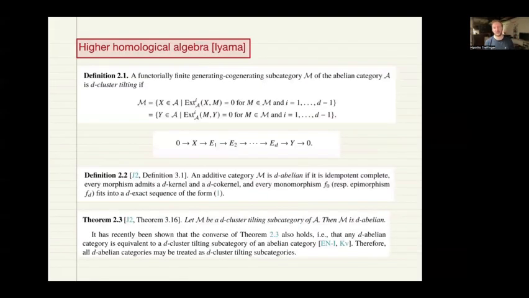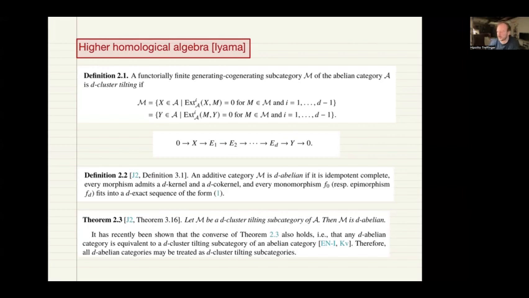So, as I said, our work can be framed within higher homological algebra, and in order to do that, let me remind you what a d-cluster tilting subcategory is. A d-cluster tilting subcategory, a notion introduced by Iyama, is a subcategory M of some abelian category that is rigid once you fix a positive integer d. So if you take any two objects in M, there are no extensions between them, no ith extensions for i between 1 and d-1, and it is maximal with respect to this property.